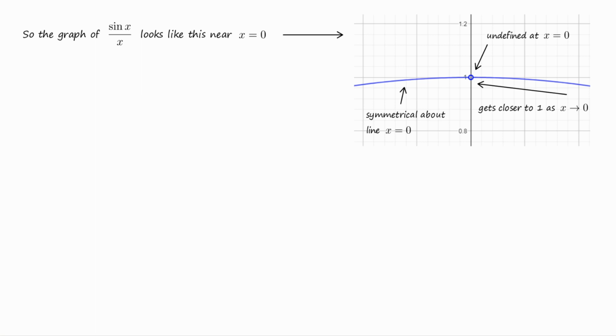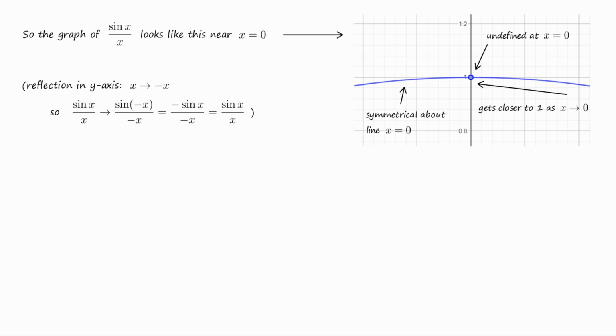And it's worthwhile noting as well that the graph will be symmetrical about the line x equals 0, i.e. about the y-axis. And that follows because under a reflection in the y-axis, x goes to minus x, so sine x over x goes to sine minus x over minus x, which equals minus sine x over minus x, which equals sine x over x. So the value of the function is unchanged for any x when reflected in the y-axis.